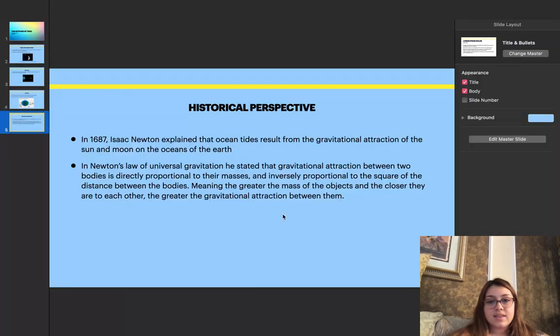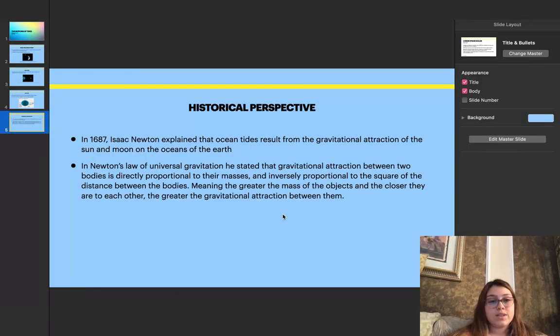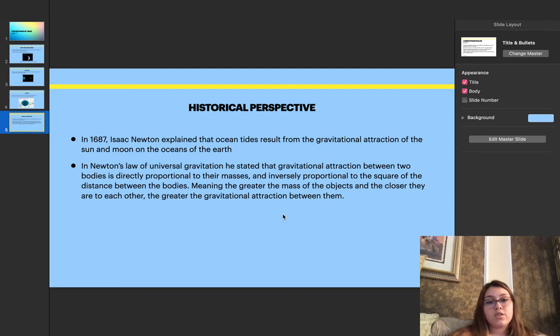states that gravitational attraction between two bodies is directly proportional to their mass, basically meaning the greater the mass of the objects and the closer they are to each other, the greater the attraction between them. We can see this between the Earth and the Moon, as the Moon is closer to the Earth, we see that greater gravitational pull, creating high tides. That is the end of my presentation.